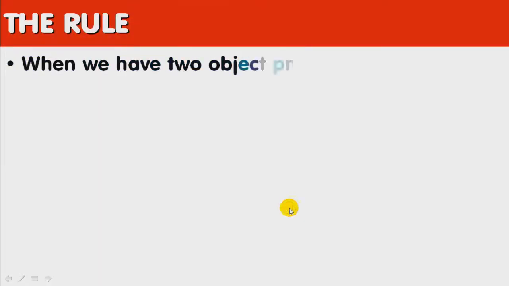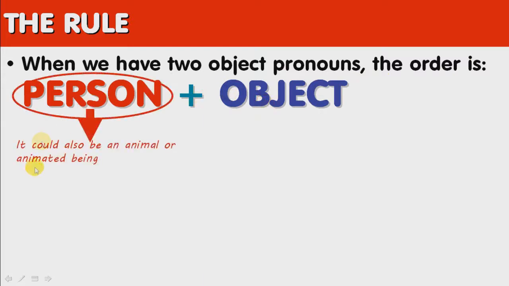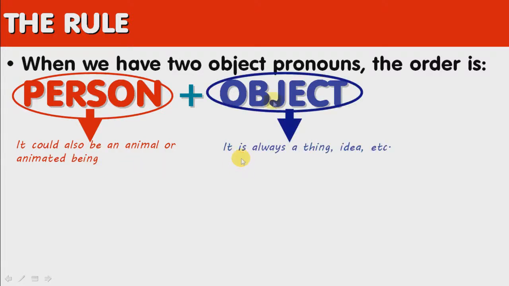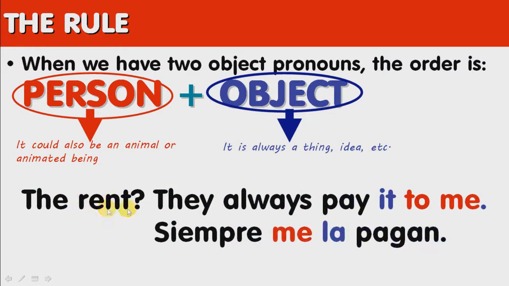The rule. When we have two object pronouns, the order is person and then object. And when we say person, it could also be an animal or an animated being. The object is always an idea, a thing, etc. For instance, the rent, they always paid to me.